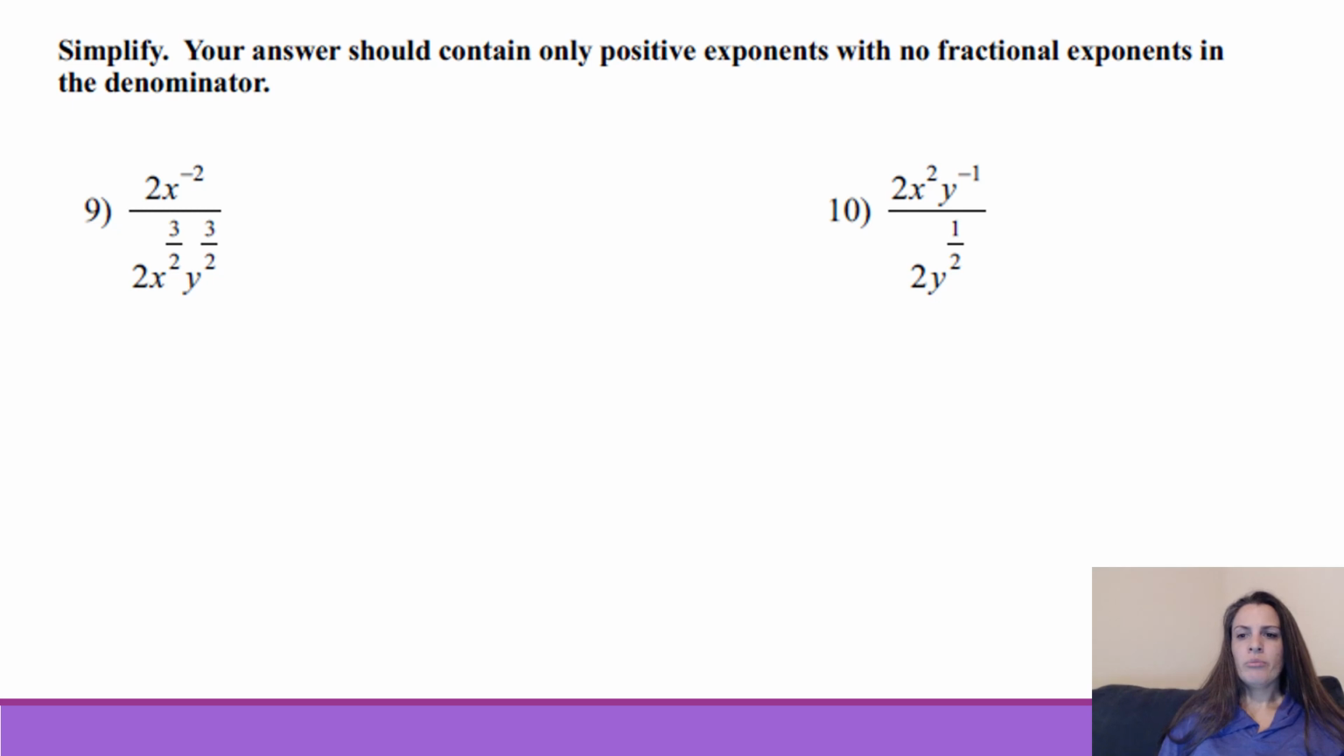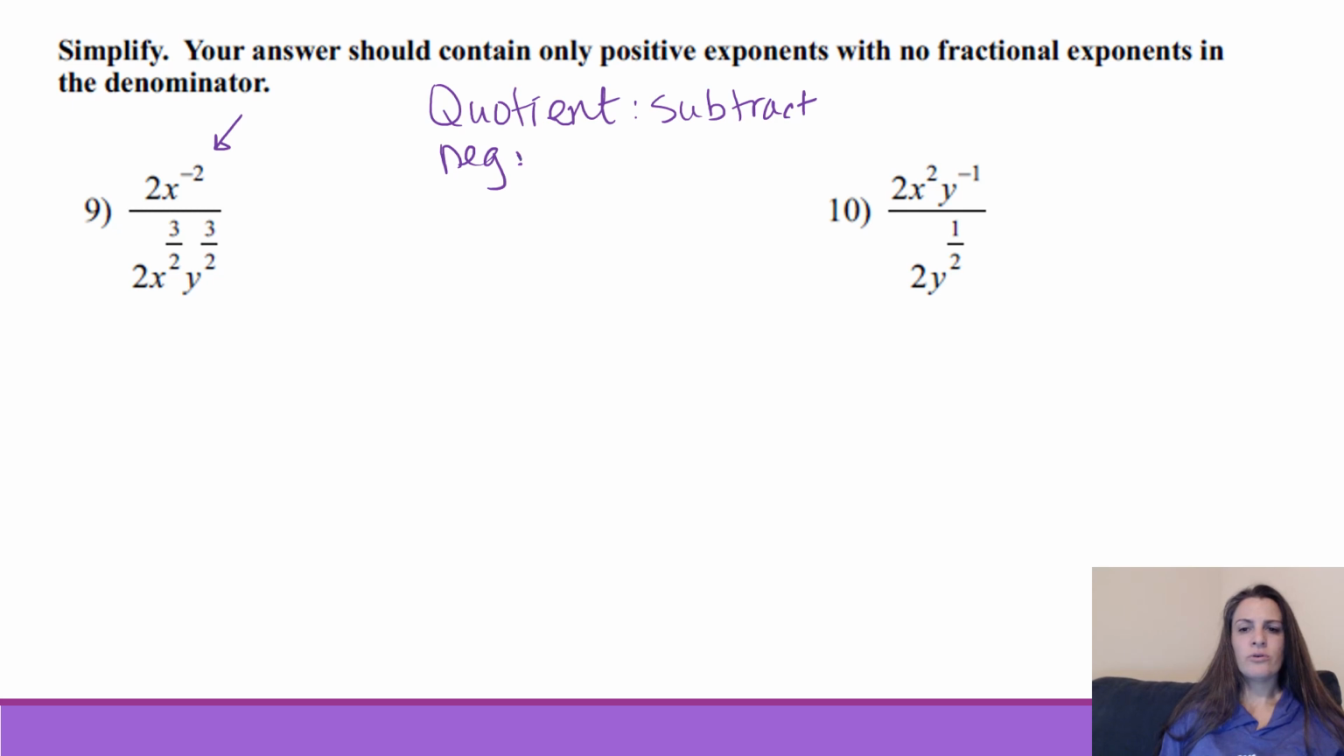All right, numbers 9 and 10, getting a little bit uglier. These we are going to use our quotient property. We are going to have to subtract the exponents. And if you'll notice, we also have a couple of negative exponents. So anytime we have those negative exponents, we're going to have to move those guys in order to make them positive. And it's only the single term that has the negative exponent.